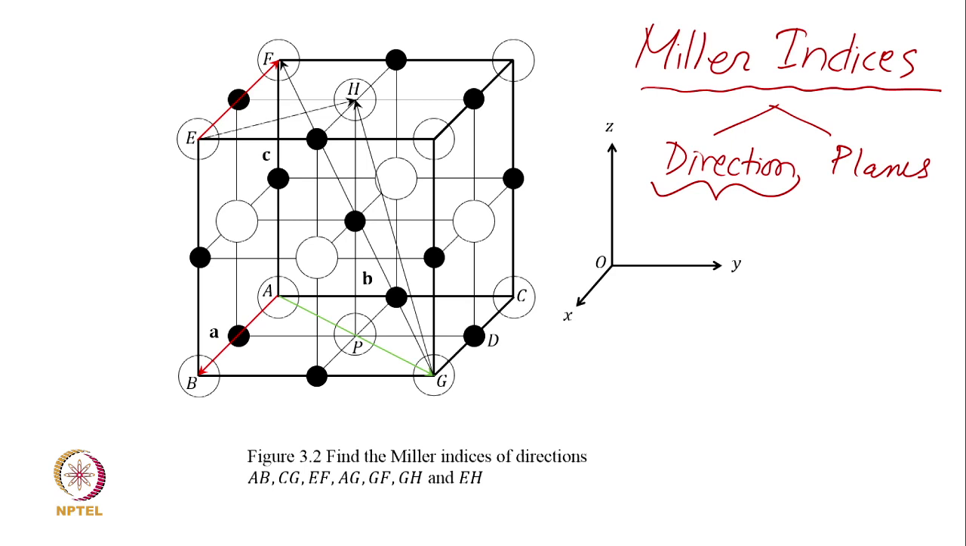AB is a direction. Again I have taken that same unit cell, the sodium chloride unit cell, just as an example, and I am thinking of a direction A to B.